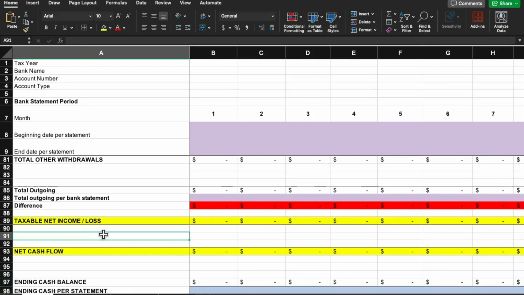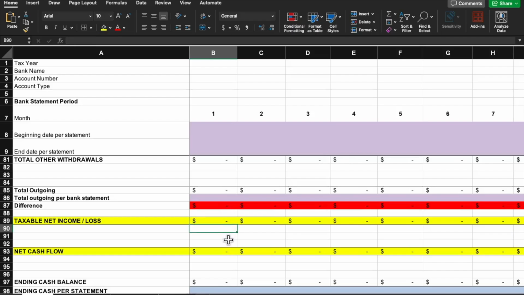If you are a small business owner just starting out, and you're using your personal account to do your business transactions, this number may not be very accurate because you're mixing personal expenses with business expenses. But this number here should be accurate regardless of whether it's only a business account or a mix of both a business and a personal account.